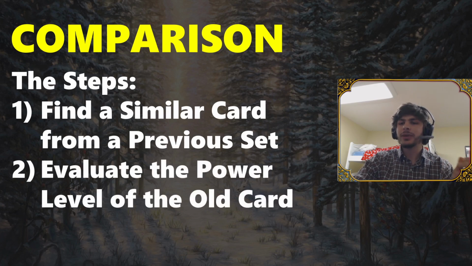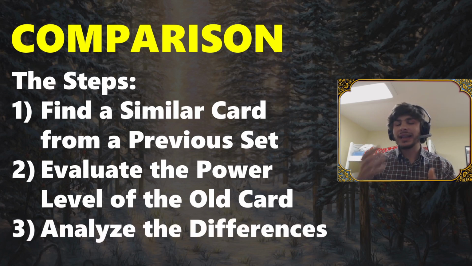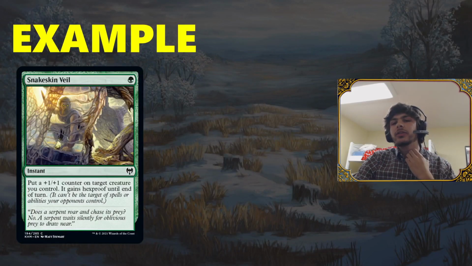Next, you are going to evaluate the power level of the old card. How good was that card? Are you comparing this new card to a card that was bad? Are you comparing it to a card that was quite good? And third, you're going to analyze the differences. Is the new card better than the old card? Is the new card worse than the old card? How much better? How much worse? What are the similarities? What are the differences? How important are those differences? So, diving into an example. In the new set of Kaldheim, there is a card called Snakeskin Veil.